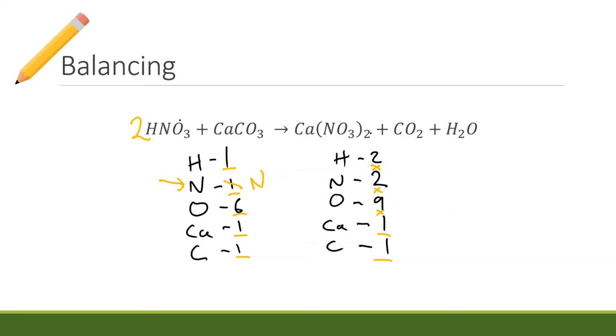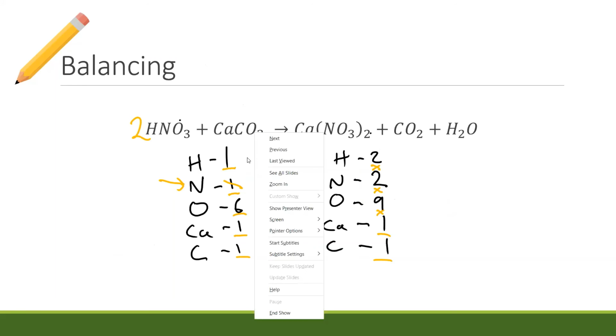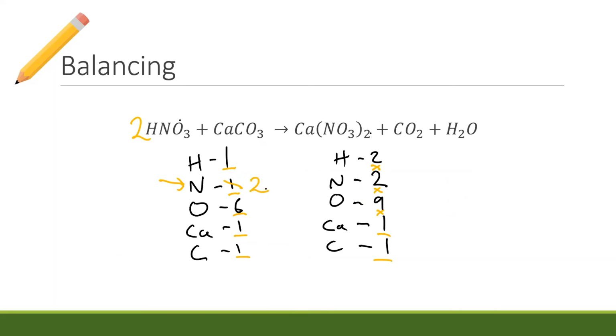So if I change that to a 2, that's going to change this one here to a 2. But what else is it going to change? Hydrogen and oxygen. So now I've got 2 hydrogens, and how many oxygens have I got? 2 times 3 is 6, plus 3. 9. Wait, 2 times 3 in the first reactant is 6, plus 3. Yeah, 6 plus 3 is 9.